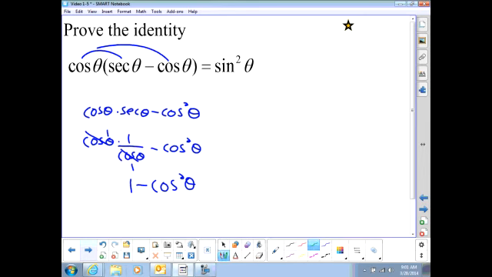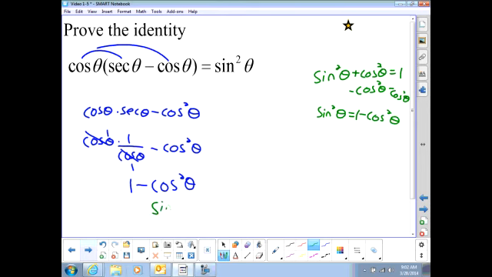Well, our main Pythagorean property is sine squared theta plus cos squared theta equals 1. If we subtract the cos squared theta over, that gives us that sine squared theta is equal to 1 minus cos squared theta. So therefore, we can just replace our 1 minus cos squared theta with a sine squared theta, and we have shown that that identity is true.